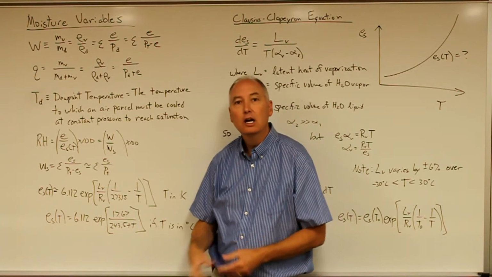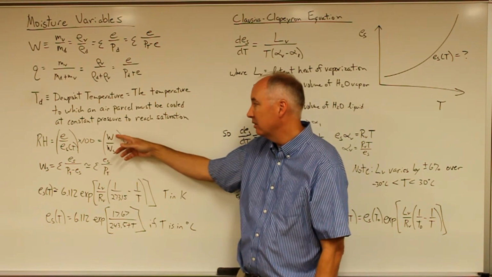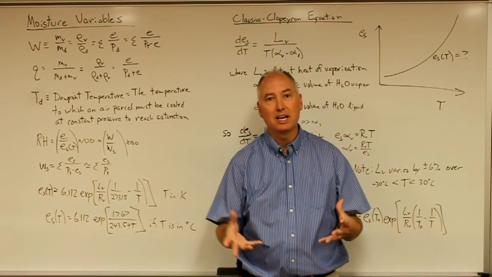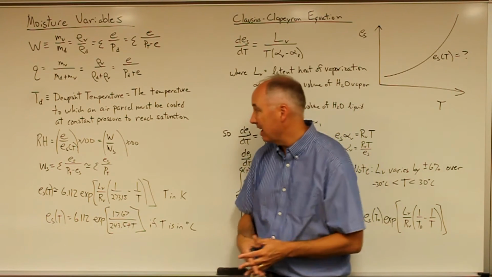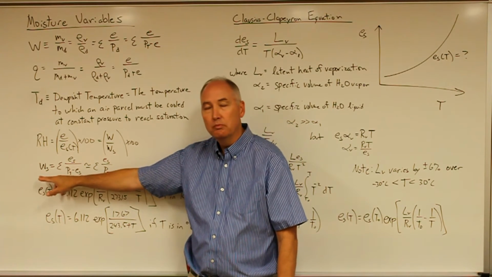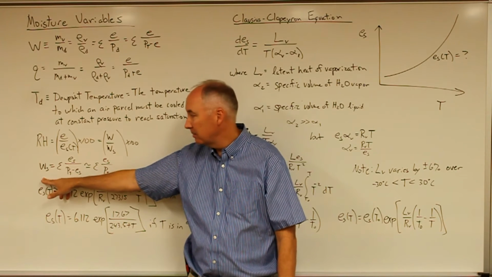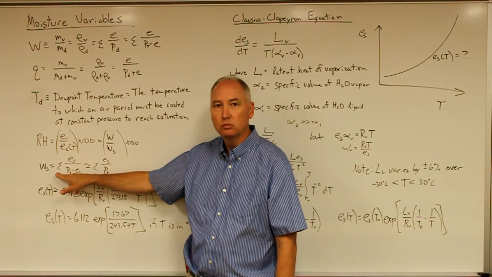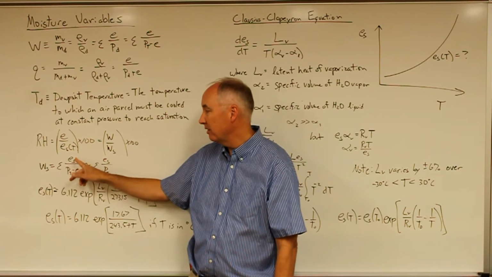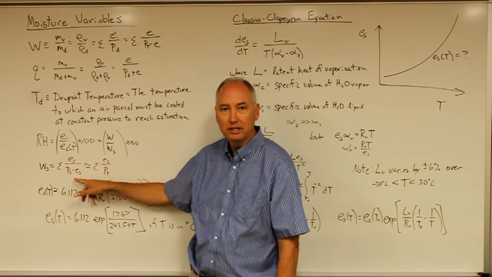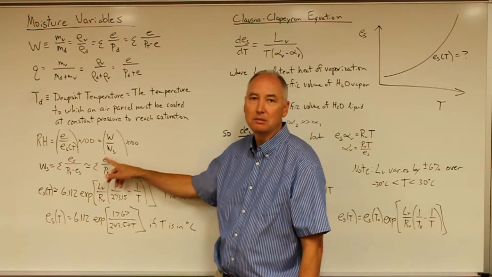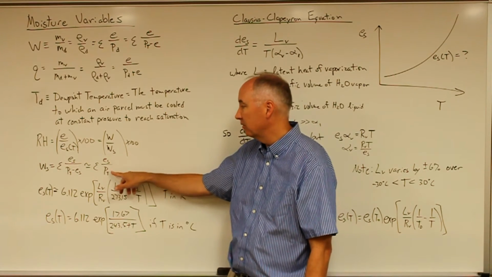Or alternatively, you could define this as the mixing ratio divided by the saturation mixing ratio, which once again represents the maximum amount of water vapor that can exist in the atmosphere at a given pressure and temperature. So the saturation mixing ratio is epsilon, which is 0.622, times the saturation vapor pressure E_s divided by P_t minus E_s, which is approximately equal to epsilon times the saturation vapor pressure divided by the total pressure.